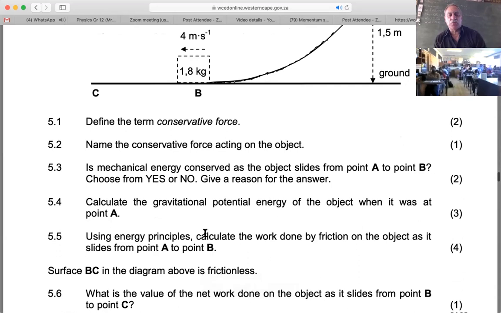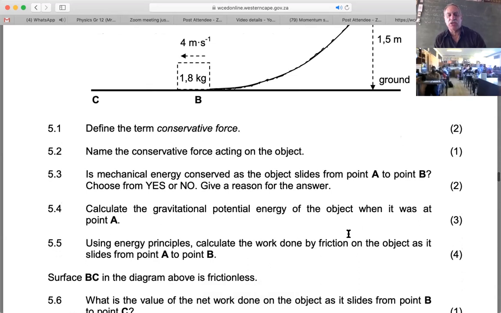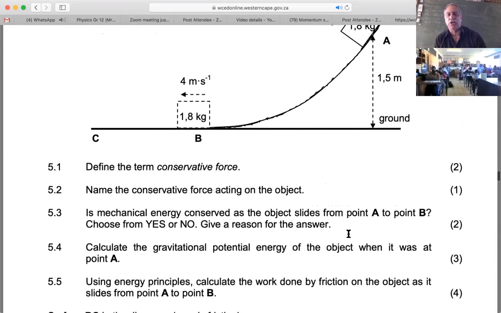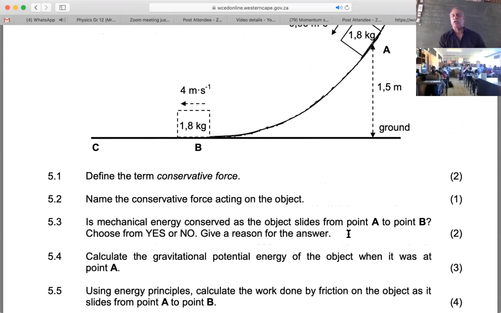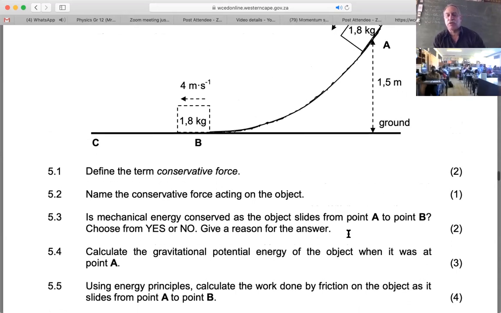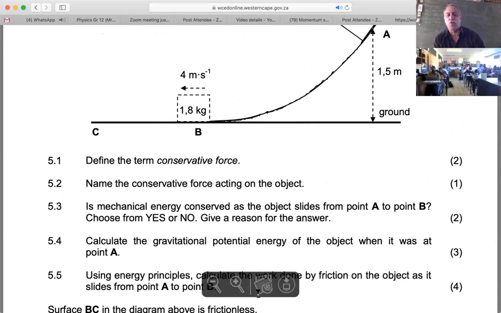Using energy principles, calculate the work done by friction on the object as it slides from point A to point B. So, okay, that's about the only challenging thing here. So who's going to tell me, do we have a formula for work done by friction? Who thinks there's a formula for work done by friction? Any ideas? Anyone know a formula?